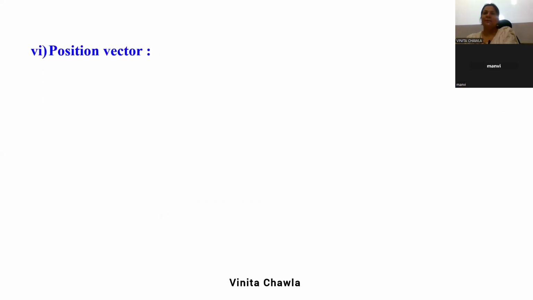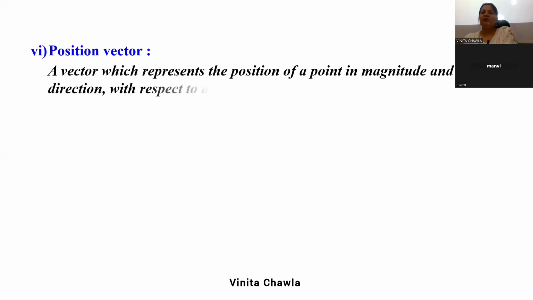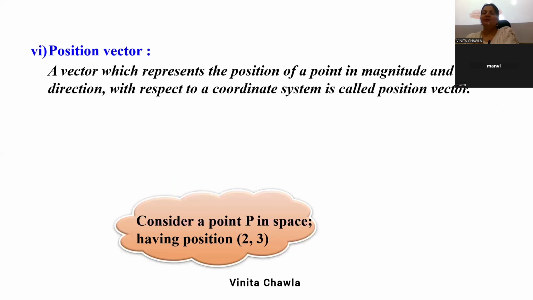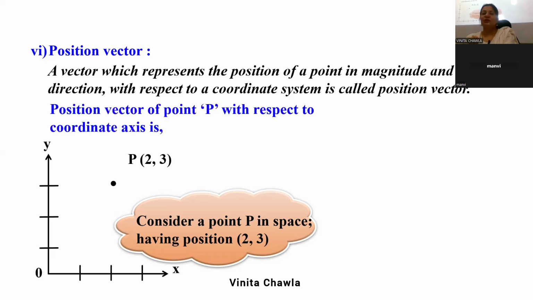And position vectors. How do we locate the position of an object? In a coordinate axis, we can locate the position of an object if the abscissa and ordinate, the coordinates, are given. So a vector which represents the position of a point in magnitude and direction with respect to a coordinate system is called a position vector. Let's consider a point P in space having position 2, 3. We can draw the coordinate axis and locate this point 2, 3. So the position vector of point P with respect to the coordinate axis is this vector OP.